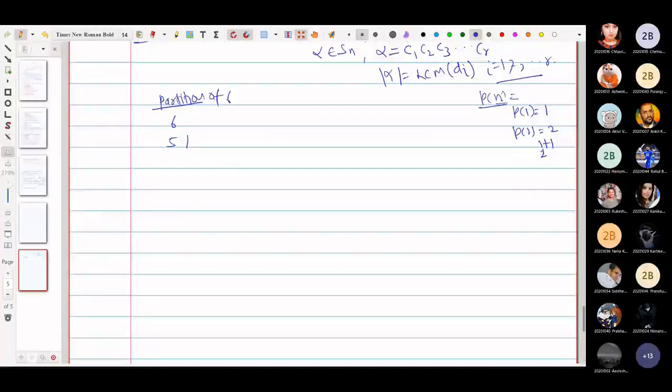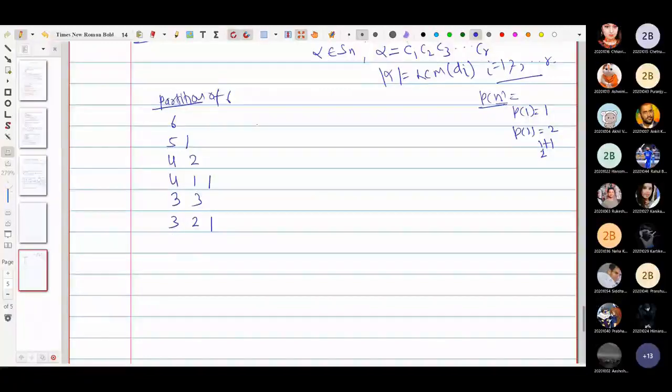So in S6 we can have a 6 cycle, we can have a 5 cycle and a 1 single cycle. Then we can have 4 and 2: a 4 cycle and a 2 cycle. We can have a 4 cycle and 2 single cycles. Then we can have two 3 cycles, or one 3 cycle, one 2 cycle, one single cycle.